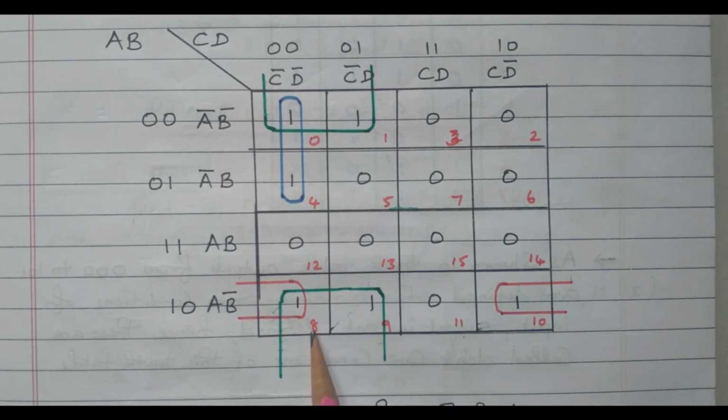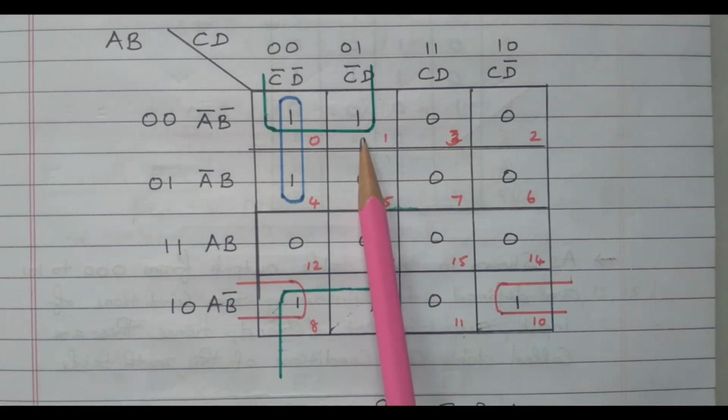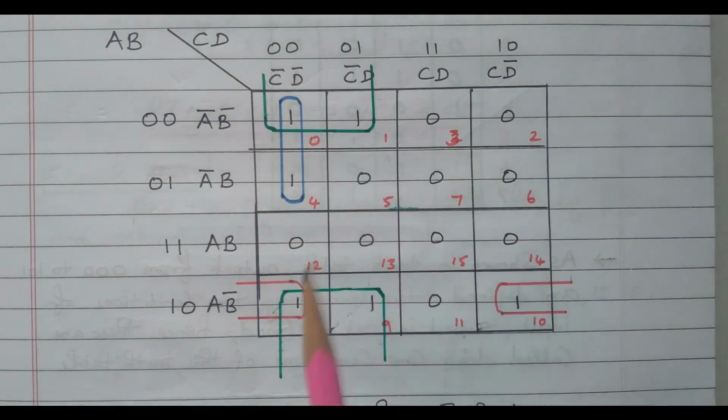It is available in more than one group, but this 1, 4, 9 and 10, see, these four terms are available in only one group. That's an essential prime implicant. There is no other way, right? Available in only one group. That's why it comes under the essential prime implicants, right?